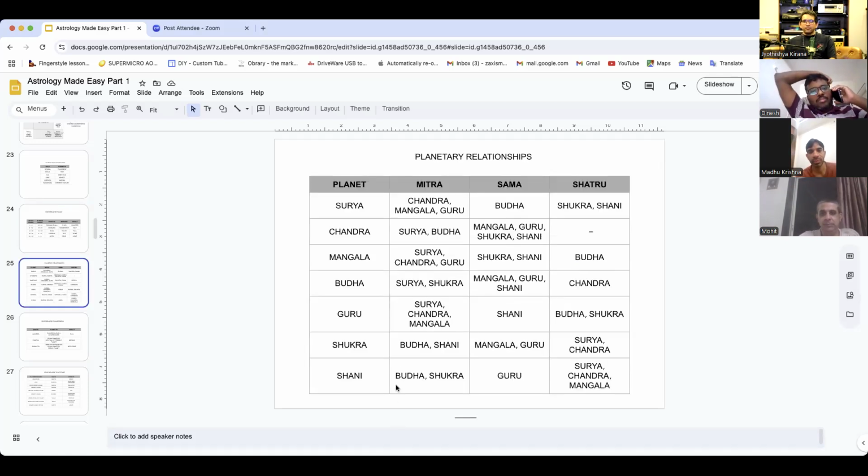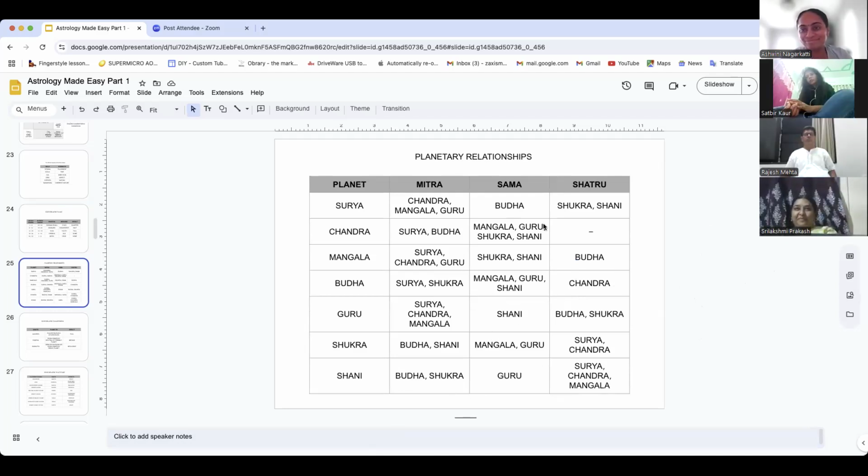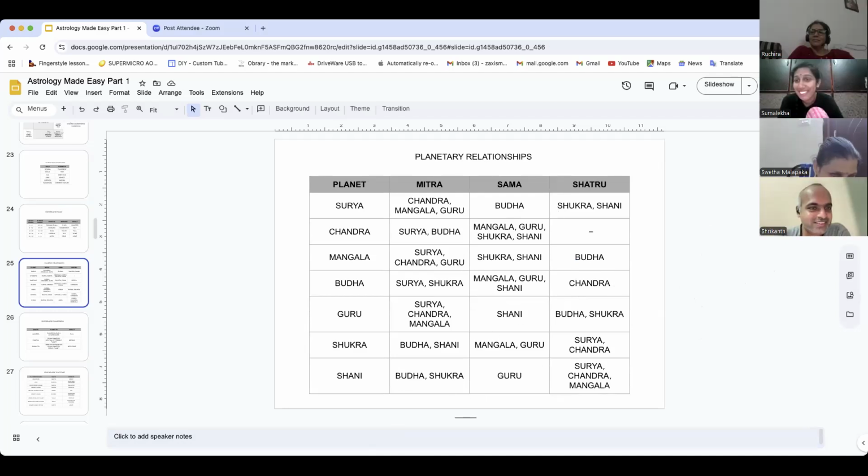Next one. Guru Paduka Stotram. Who is doing the Guru Paduka Stotram? Huh. Sorry, Bhaiya. Okay.